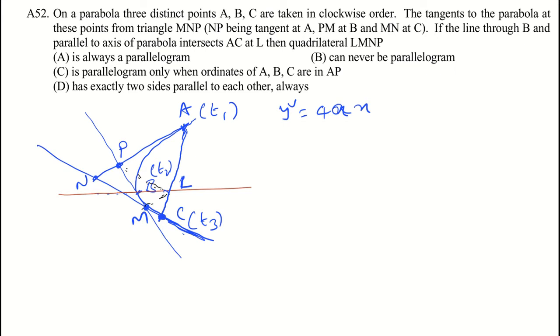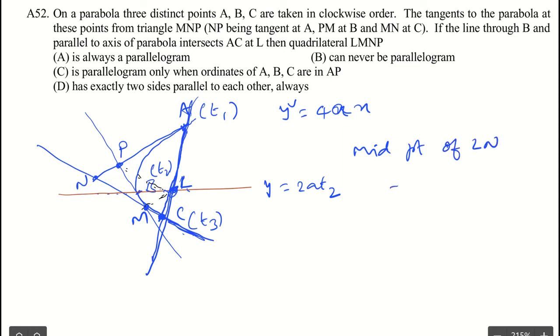And we know that this red line equation is nothing but, the point here B is (a t2 square, 2a t2). Therefore, this line is nothing but y is equal to 2a t2. Now you know the chord joining two points, that equation also you know. So you simply solve these two and you'll get the coordinates of L. And once you have L, you just have to show that the midpoint of LN is the same as the midpoint of MP, and thereby you get that it's a parallelogram. It's a very obvious one.